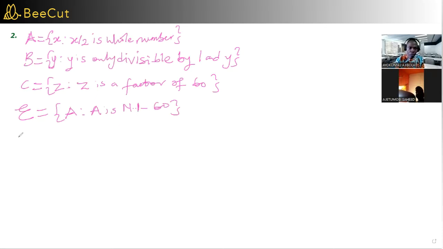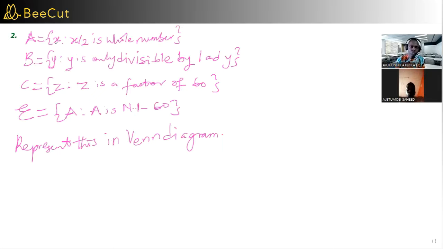Let's say the instructions just say represent this information in Venn diagram. Okay, before I can represent it in Venn diagram, I have to state out the elements of A. So A must be anything from 1 to 60 that is divisible by 2. And whatever is divisible by 2 is an even number. So I need all the even numbers from 2 to 60.